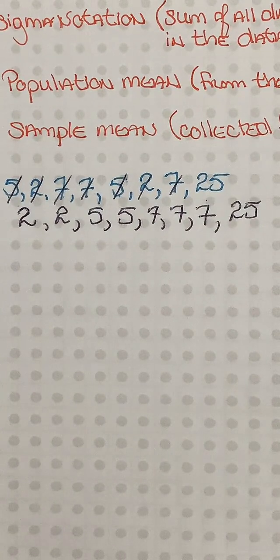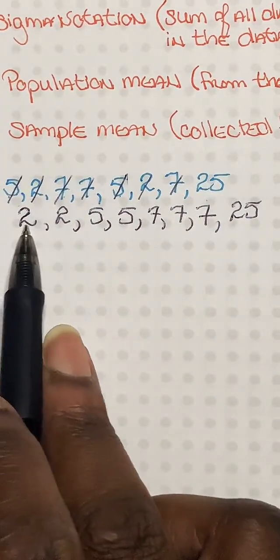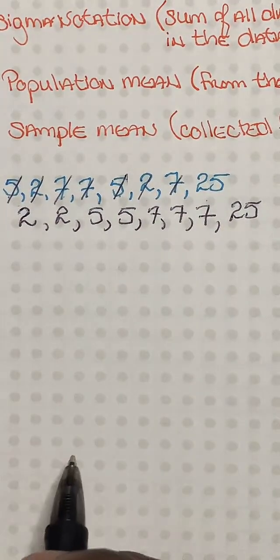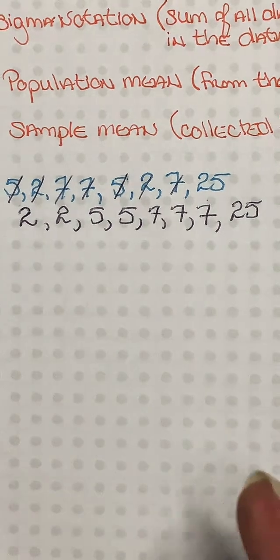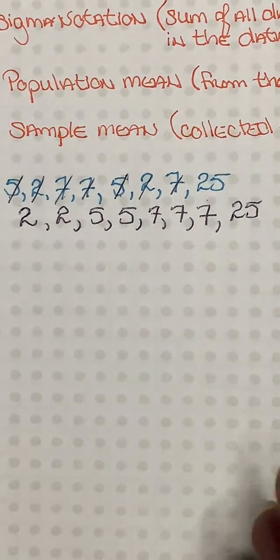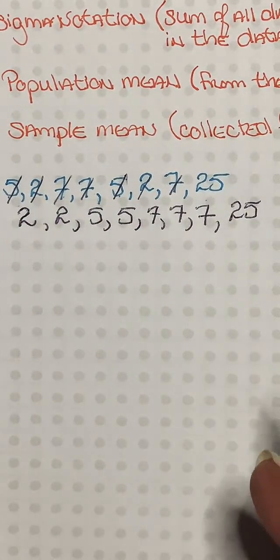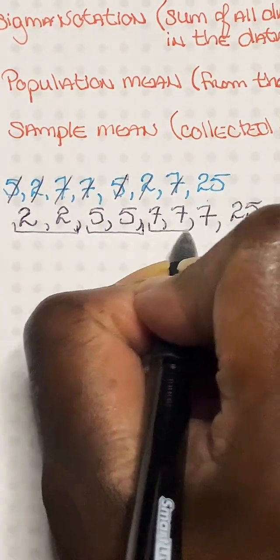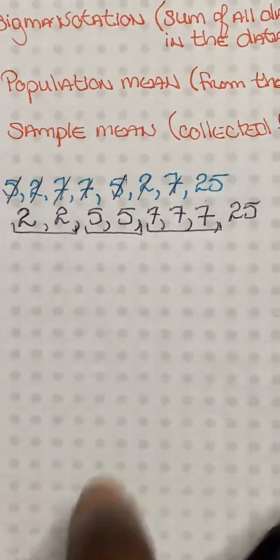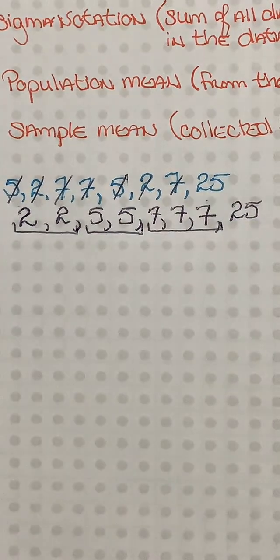All right, so all I'm doing is adding them all up. Now, this might be helpful for those that struggle, especially if you're going to take a test where you can't have access to a calculator: group them. Put your 2s in groups, put your 5s in groups, put your 7s in a group, and then you have your 25.